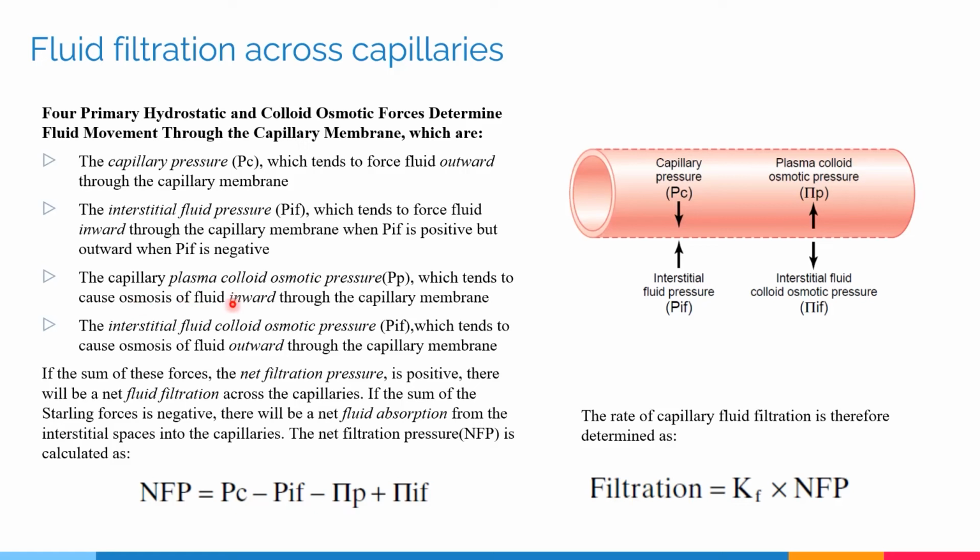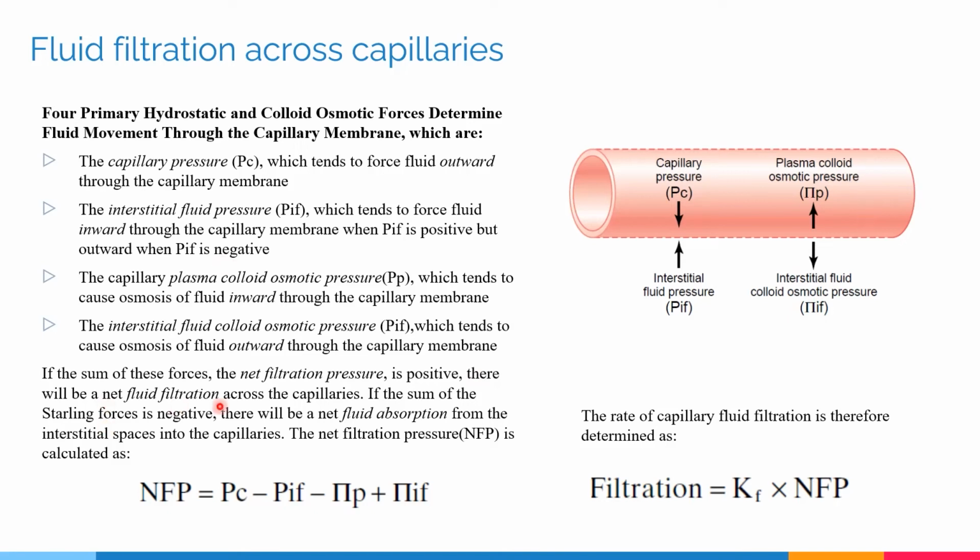Next is the capillary plasma colloid osmotic pressure, which tends to cause osmosis of fluid inward through the capillary membrane. And finally is the interstitial fluid colloid osmotic pressure, which tends to cause osmosis of fluid outward through the capillary membrane. So the capillary pressure and the interstitial fluid colloid osmotic pressure try to push the substances out of the capillary, whereas the interstitial fluid pressure and the plasma colloid osmotic pressure try to force substances into the capillary.